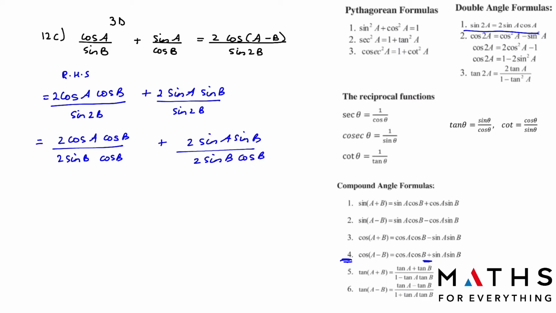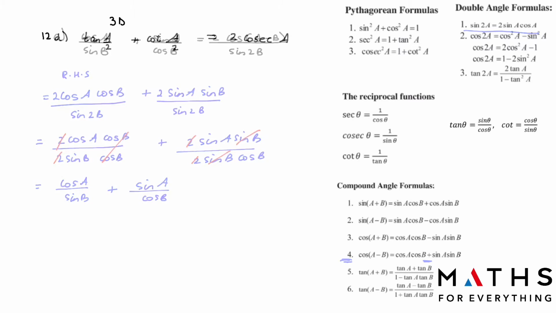Cancel out what you can cancel. This will get cancelled here. 2 will get cancelled and sin b will get cancelled. This will leave us with cos a over sin b plus sin a over cos b. 12d.